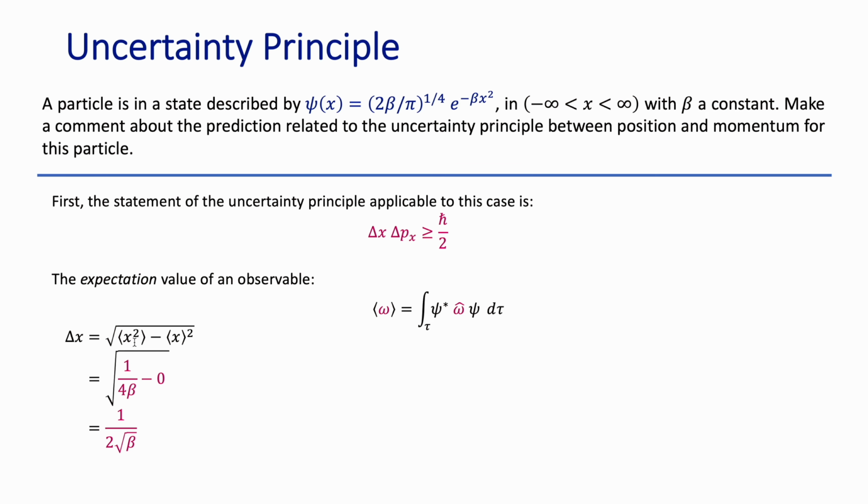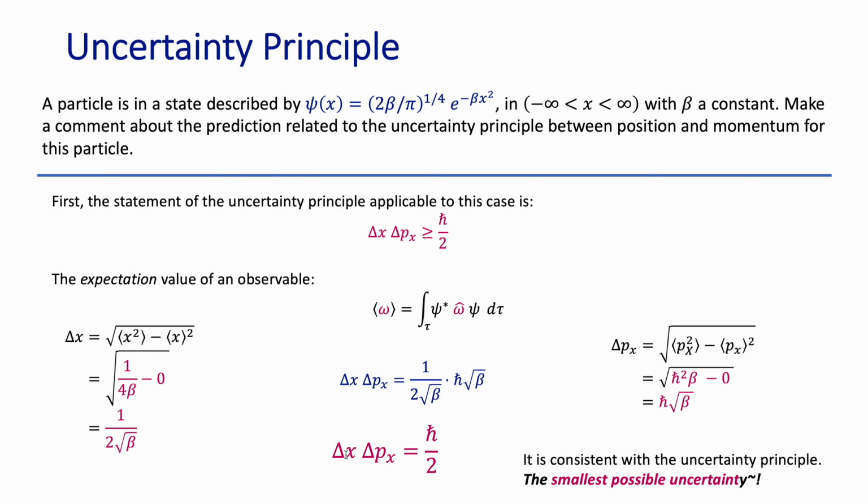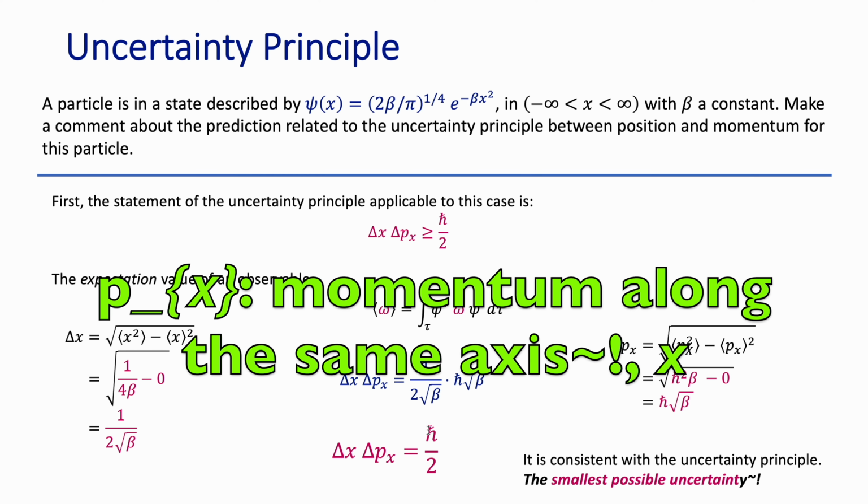We bring up the values, so I end up with this quantity for the uncertainty in the position. I'm going to do similar for the momentum, where this one was 0, this one was h bar squared times beta, so I end up with this value. When we put them together, multiplying one times the other, what we end up having is uncertainty in the position times uncertainty in the momentum is equal to h bar over 2. So that is consistent with what we have in terms of the expectation for the uncertainty principle.